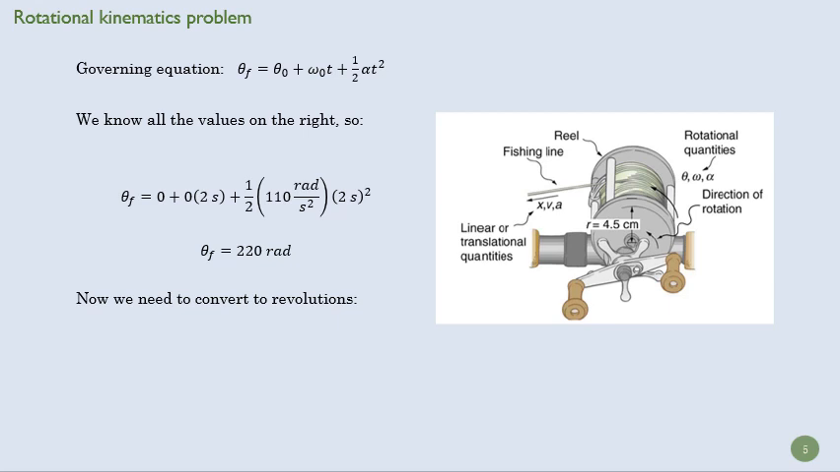Now, the question asked us for revolutions, and so we have to think about how many revolutions are equal to a radian. It takes 2 pi radians to get all the way around a circle, right? So that's going to be our conversion: 2 pi radians is equal to 1 revolution. We're in radians, so we multiply by unity. We put our radians in the bottom so that we cancel out our radians here. And we end up with 35 revolutions. So our fishing reel has turned around 35 times in those 2 seconds.